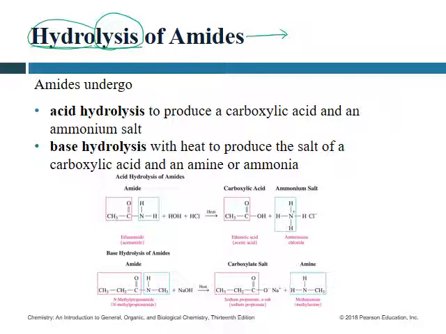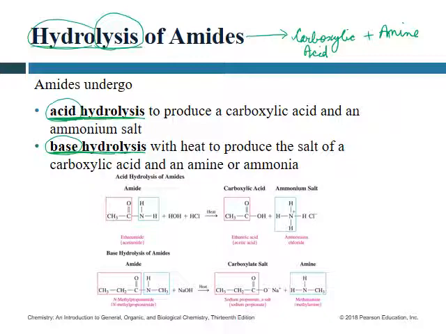Amide would break to produce carboxylic acid and amines. So it will break to give the products that it was produced from. So this is hydrolysis. Now hydrolysis can be done in two ways. It can be done in presence of acid or in presence of base. These two create a huge difference in what products you would receive at the end. So acid hydrolysis is when it's done in presence of acid. Base hydrolysis is when it is done in presence of base.